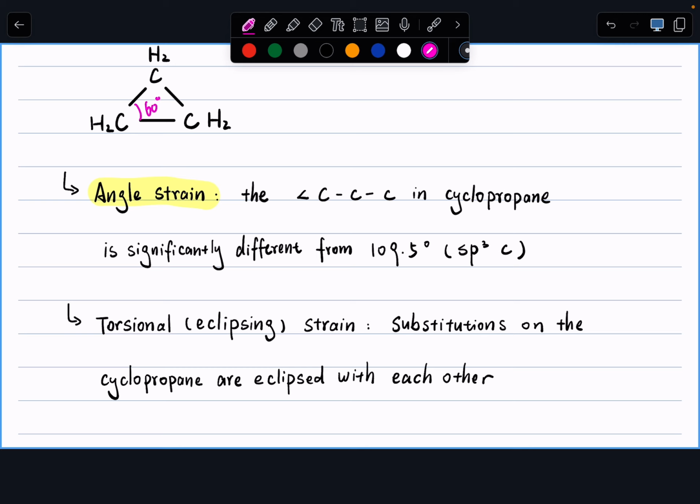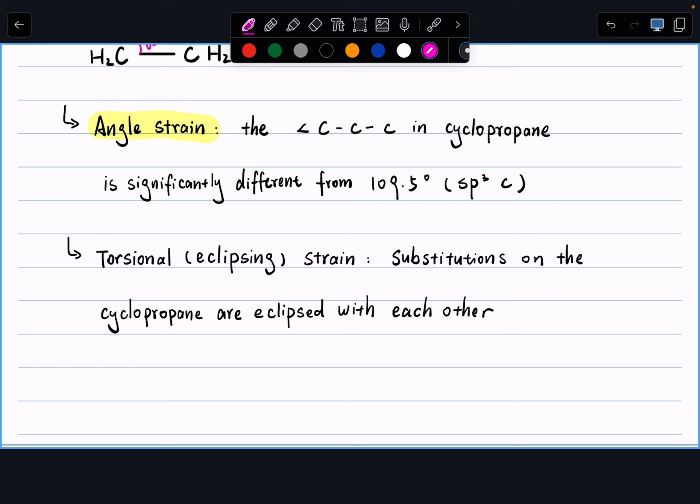In addition to the angle strain, your cyclopropane will have torsional strain. Torsional strain is the one we just discussed, which comes from the eclipsing of your atoms. In the ethane case, you have hydrogens directly on top of each other. If you look at cyclopropane from the top down, we see that all the hydrogens are eclipsing each other. That's also because the carbon is making 4 bonds, and that's the only way the carbon can bond with your hydrogens. So these are my torsional strain.